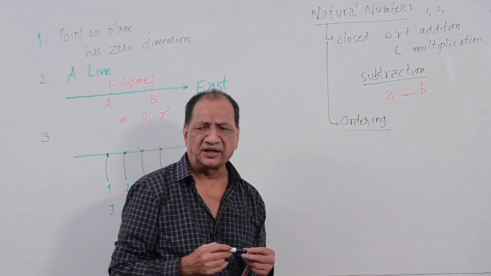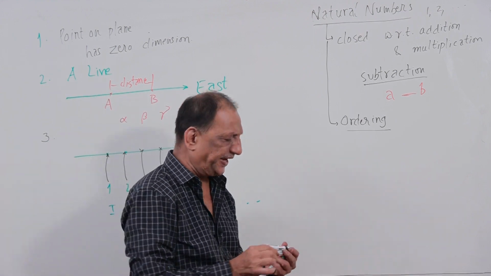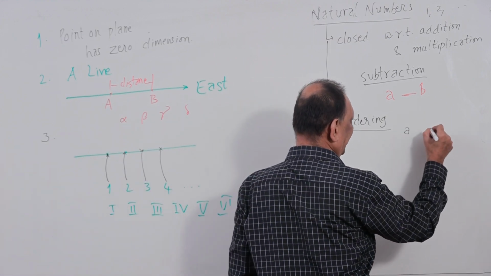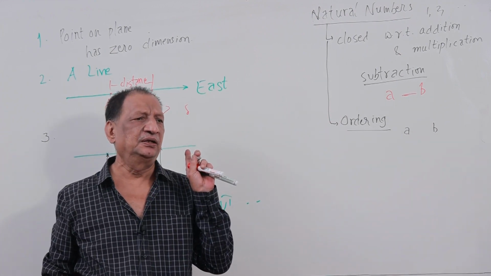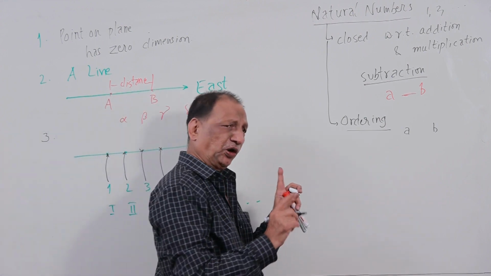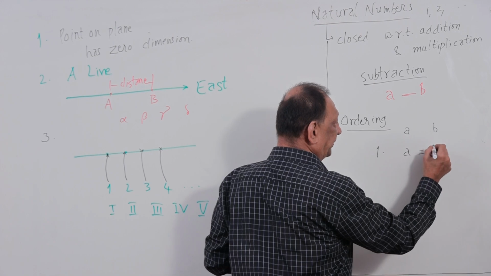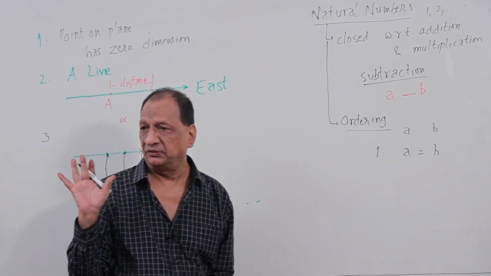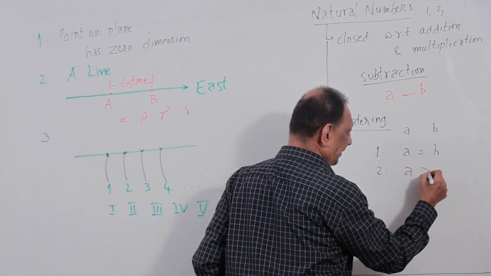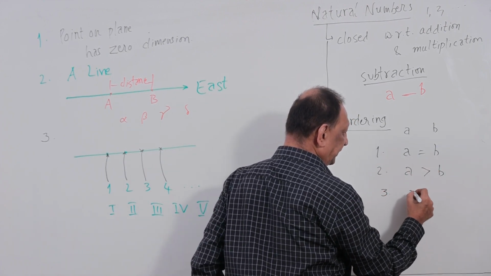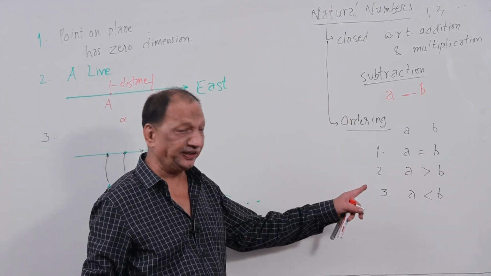Natural numbers are ordered, which means if you have 2 natural numbers A and B, there are 3 possibilities, and only exactly one can be true. First possibility is A is equal to B, both are the same. Whatever the numbers are, both are the same. Then second possibility is A is bigger than B, and third possibility is A is less than B. There cannot be any other possibility. That is known as ordering.